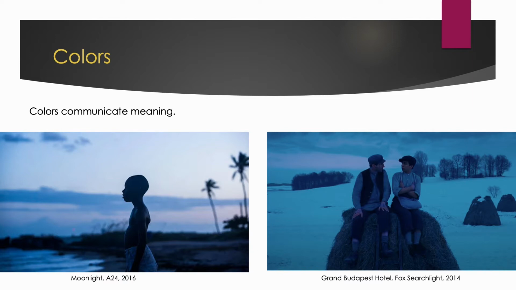If you look at the scene on the right, that's another one from The Grand Budapest Hotel, which uses lots of colors. It's also blue, but it feels very cold. It's bluer, and there's snow, and by making that white snow look blue, it increases the coldness of the scene.